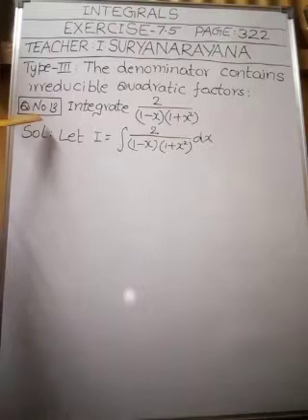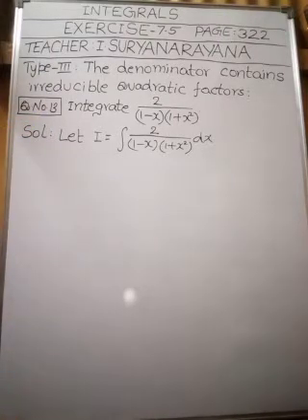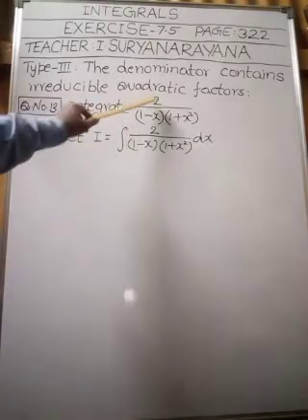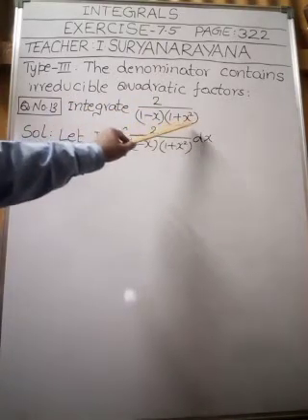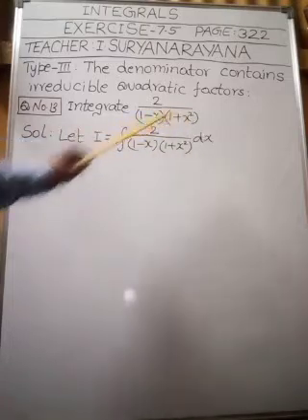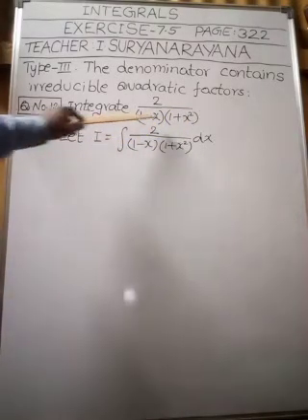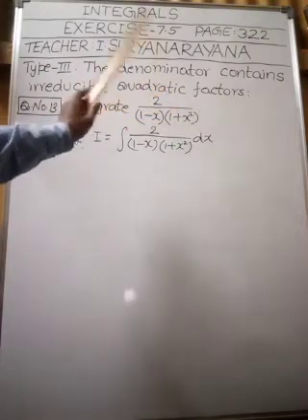Come to question number 13. From question number 7 to question number 12, all the sums come under type 2 only. Please try the questions from question number 6 to question number 12. Now from question number 13: integrate 2 by (1 minus x)(1 plus x square). We have to integrate this function.